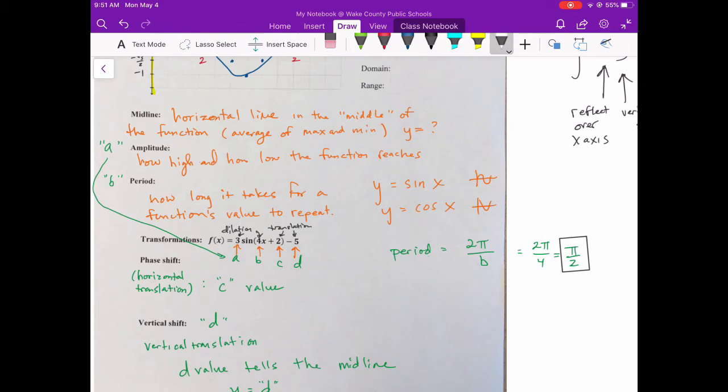Okay, and then we have this idea of a phase shift, and that's just your horizontal translation.